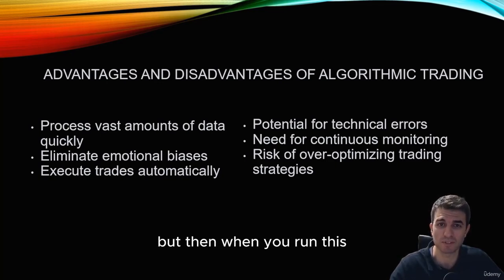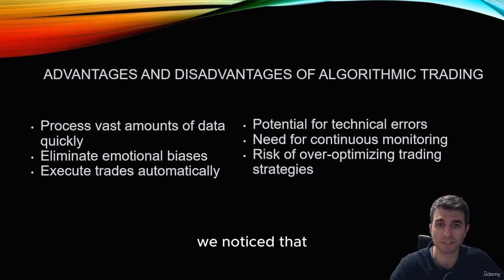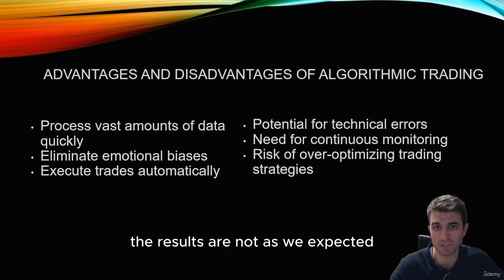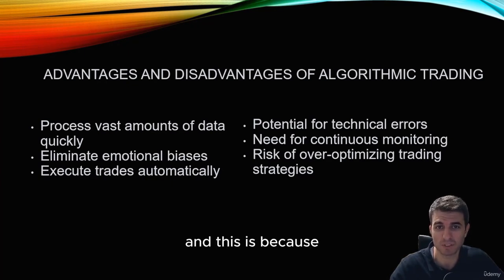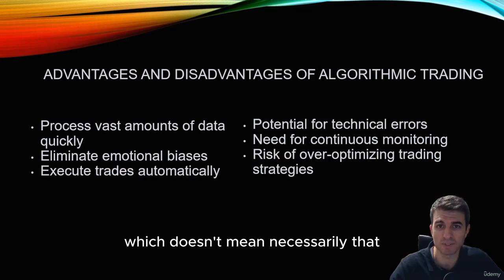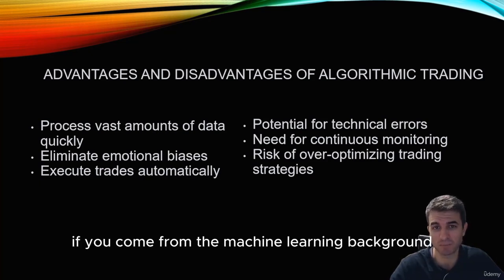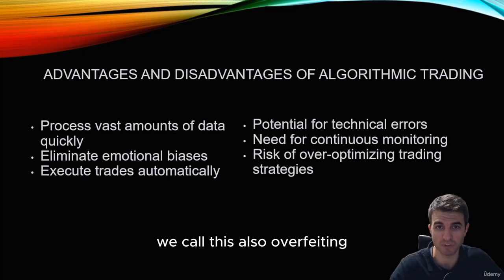But then when you run this strategy on the market in real time, we notice that the results are not as we expected. And this is because we over-optimized the strategy on the past or the historical data, which doesn't mean necessarily that it's going to perform as well on the future data. If you come from the machine learning background, we call this also overfitting.